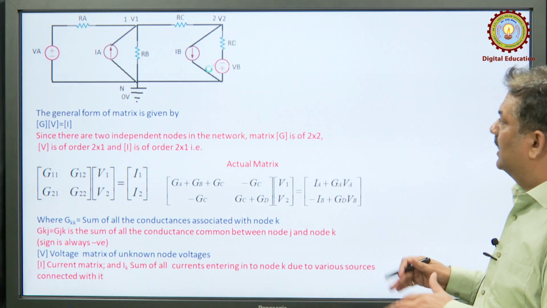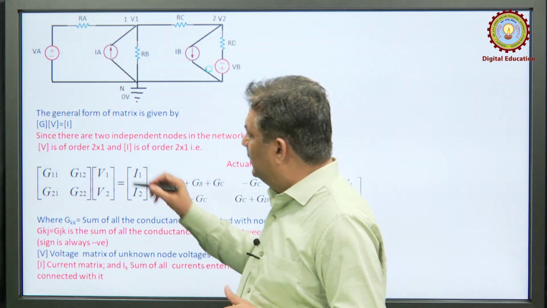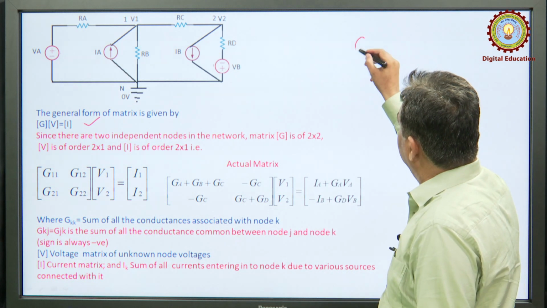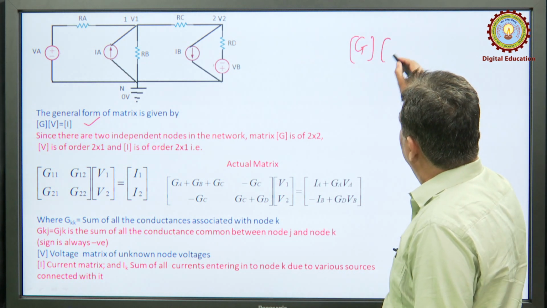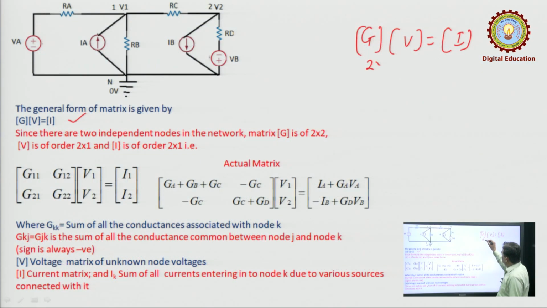Now, we will generalize the equation. We have already seen that the general form of the equation is G into V equal to I. Since there are two independent nodes, matrix G is of the order 2 cross 2, the voltage matrix is of the order 2 cross 1 and the current matrix is of the order 2 cross 1.